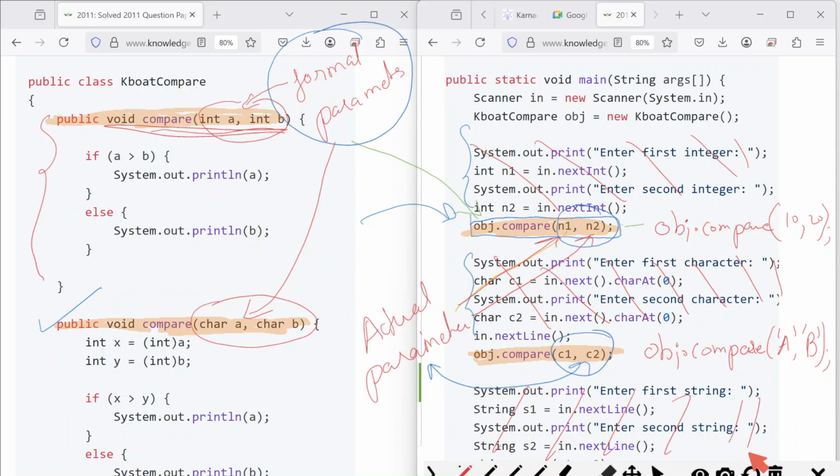So I hope it is clear what formal and actual parameters are, and I have shown you how to use them, how to call a method inside the main method, and that rather than taking inputs from the scanner, you can directly provide the literals also.